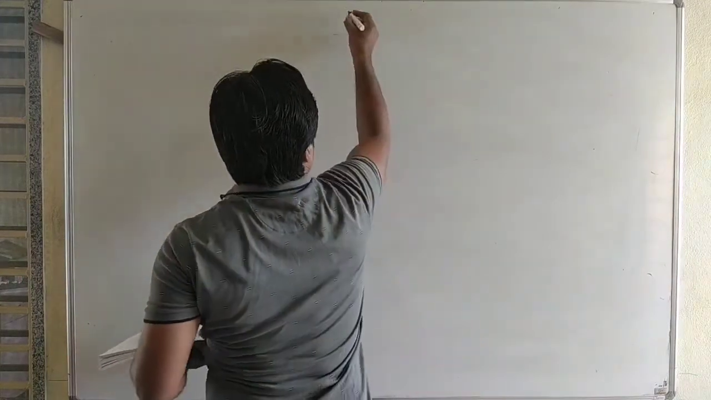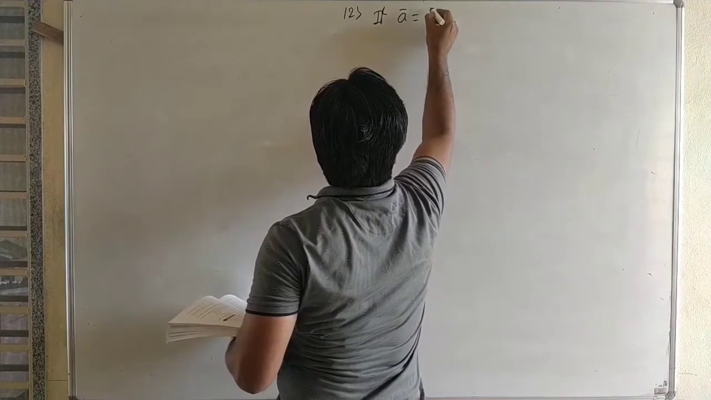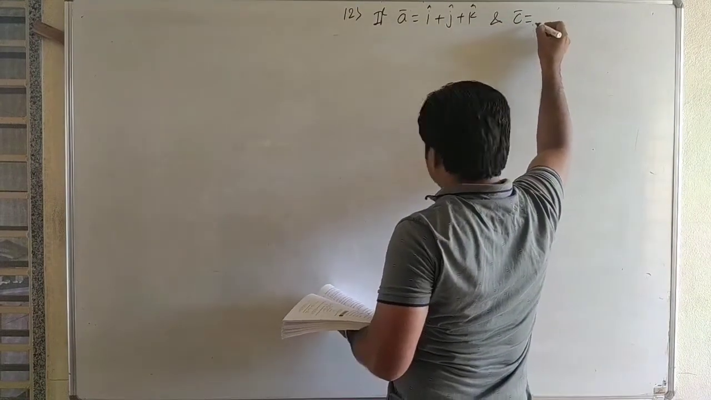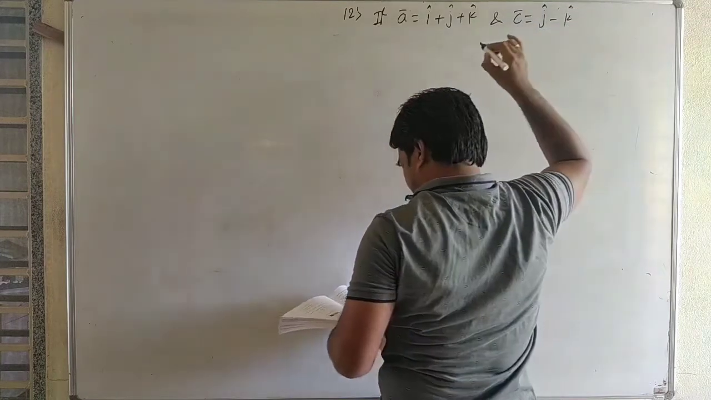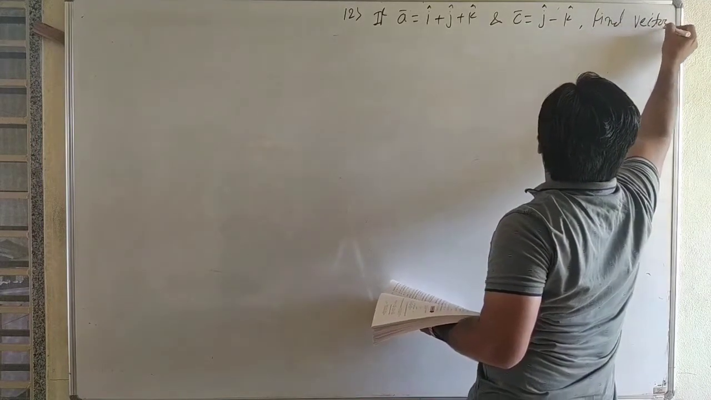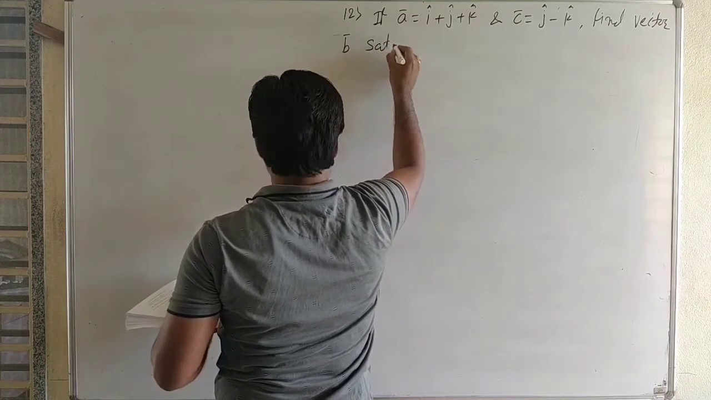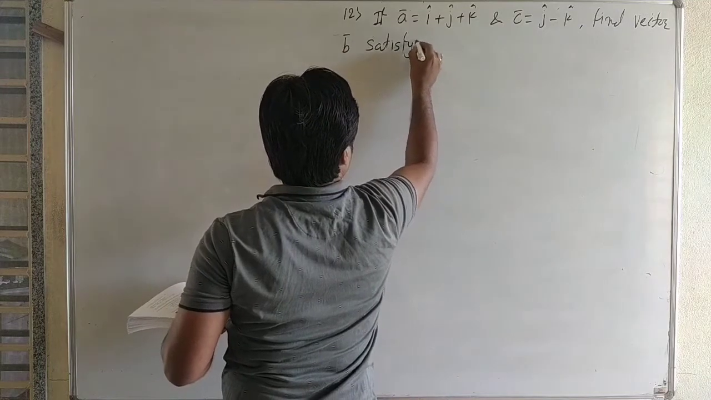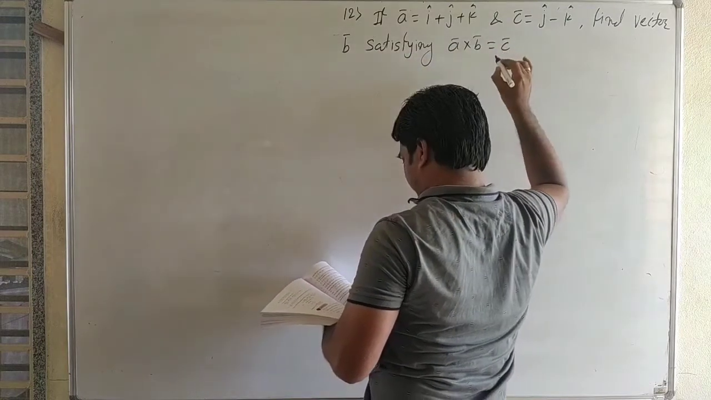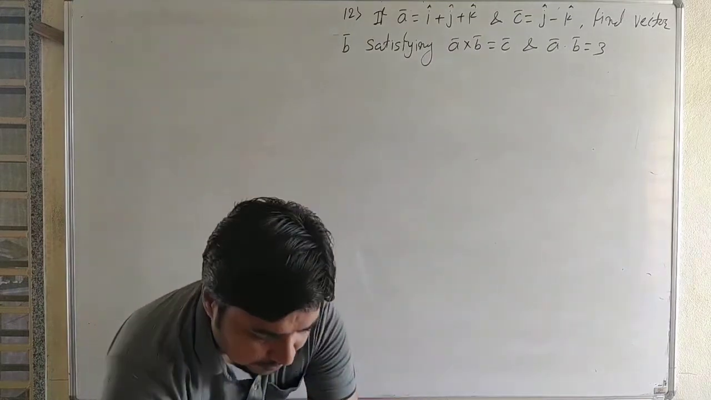Next, example number 12. If a bar is equal to i cap plus j cap plus k cap and c bar is equal to j cap minus k cap, then find a vector b bar satisfying a bar cross b bar is equal to c bar and a bar dot b bar is equal to 3. Here we want to find the vector b bar.